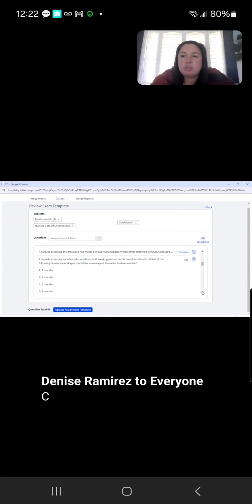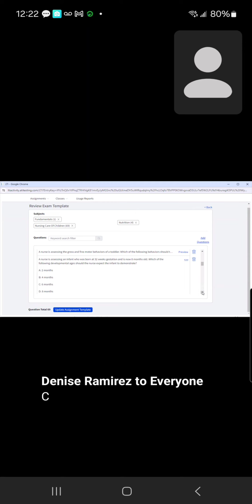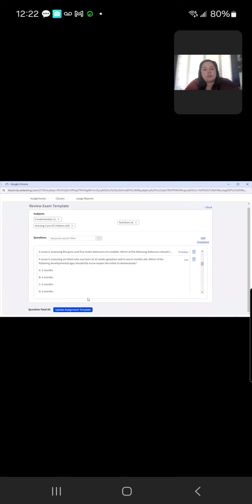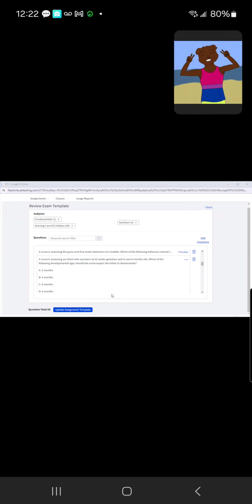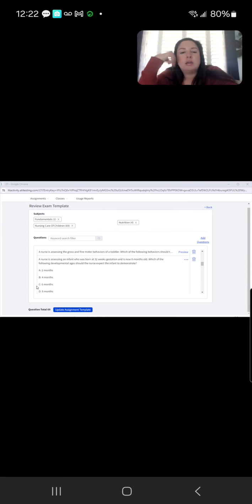So is this considered an adjusted age? Yeah, almost like an adjusted age. So he should be at 6 months. Some people are saying 6 months. You have to subtract 8 weeks, which is 2 months, so 6 months, C.